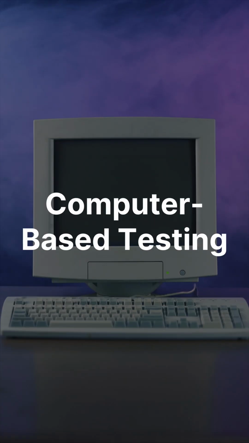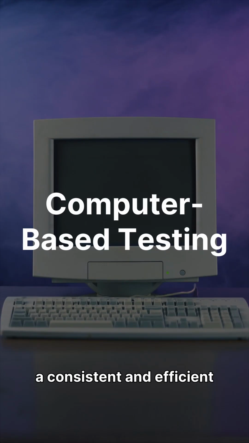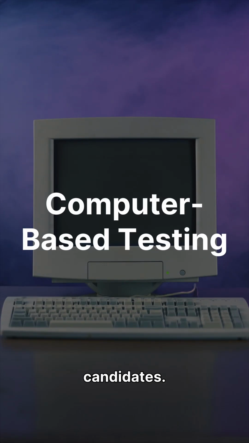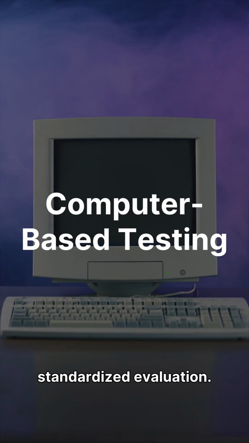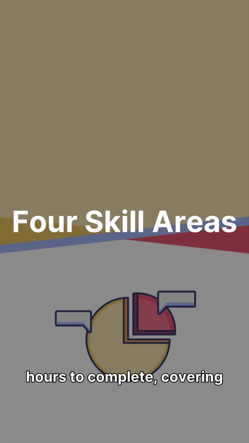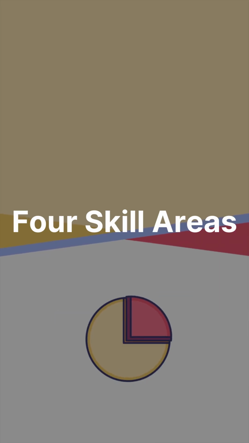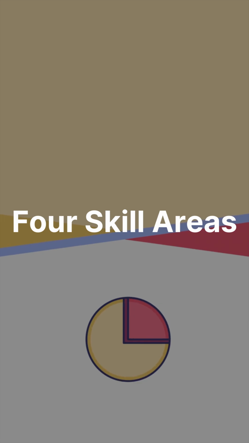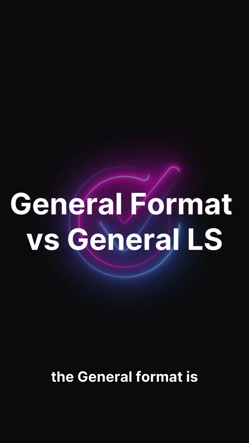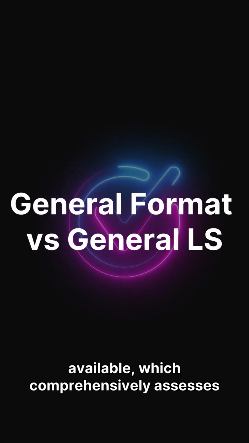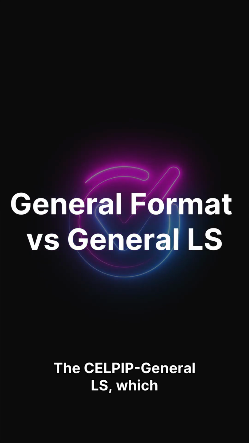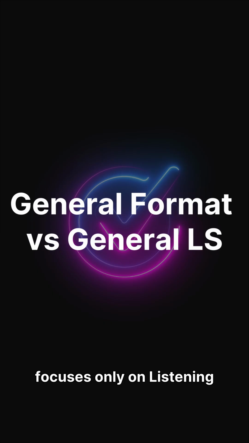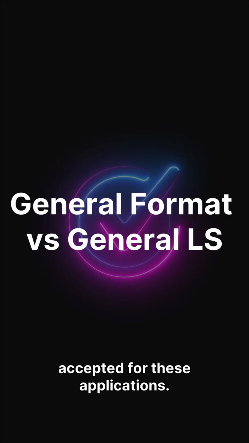The Celpip General Test is fully computer-based, ensuring a consistent and efficient testing experience for all candidates. This digital format allows for precise timing and standardized evaluation. It takes about 3 hours to complete, covering 4 essential skill areas: listening, reading, writing, and speaking. Each section is carefully designed to assess a different facet of your English proficiency. For immigration purposes, only the general format is available, which comprehensively assesses all 4 language skills. The Celpip General LS, which focuses only on listening and speaking, is not accepted for these applications.